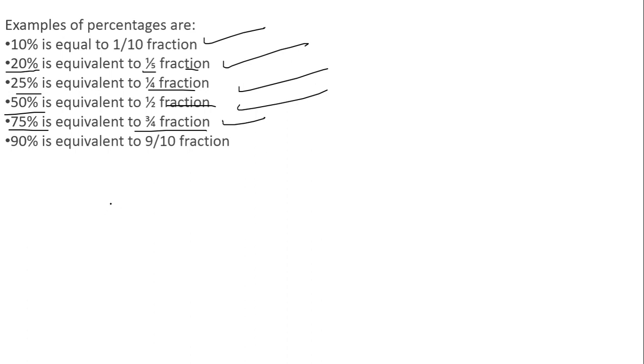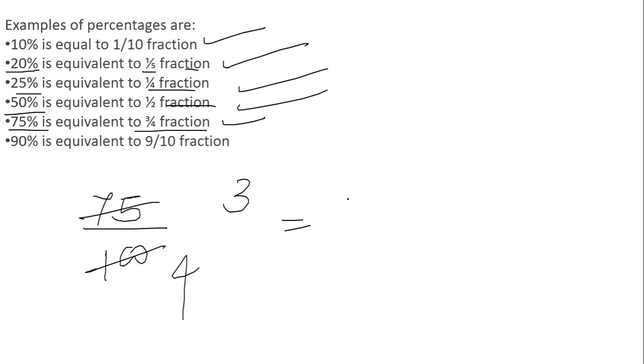10% is nothing but 1 by 10 in the form of fraction. 20% is 1 by 5. 25% is 1 by 4, which we have seen. 50% is 1 by 2, which we have already seen. 75% means 3 by 4 in the form of fraction. 75% means 75 divided by 100, 25 threes are, 25 fours are, this will give me 3 upon 4 as the fraction. 90% means 9 upon 10.